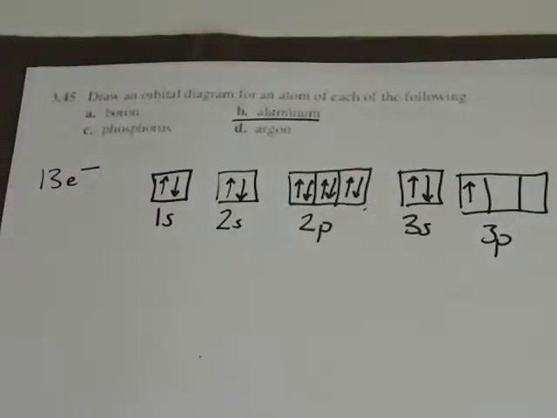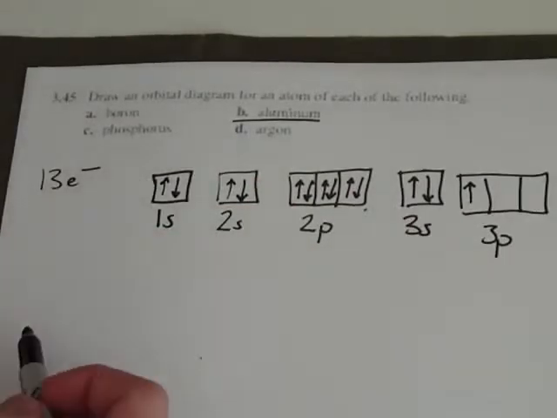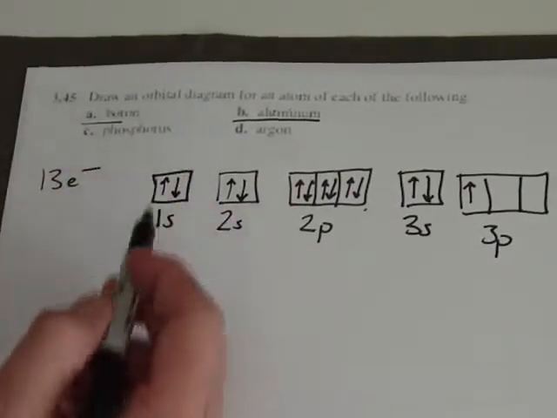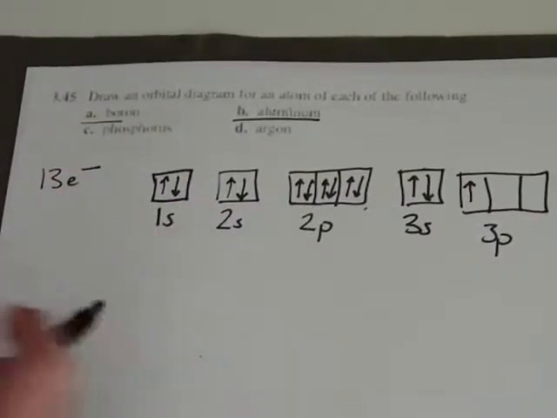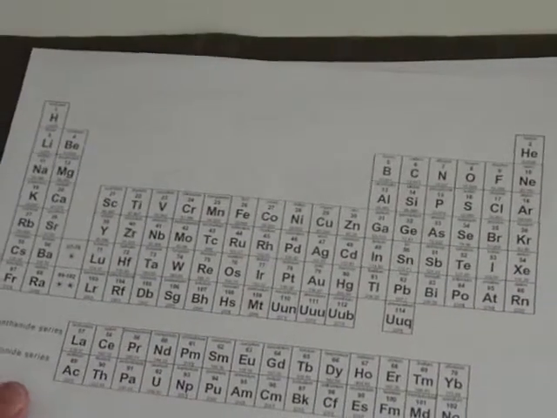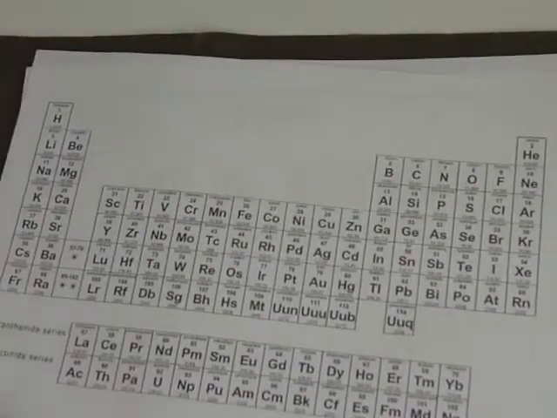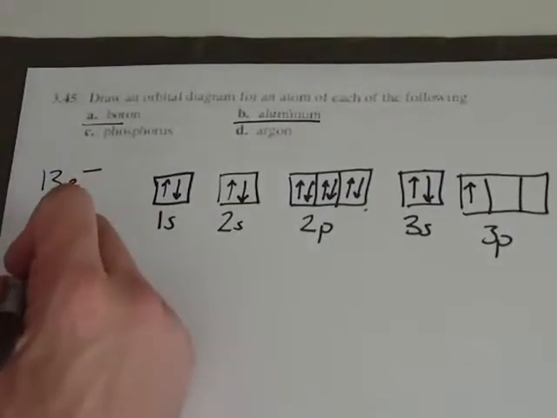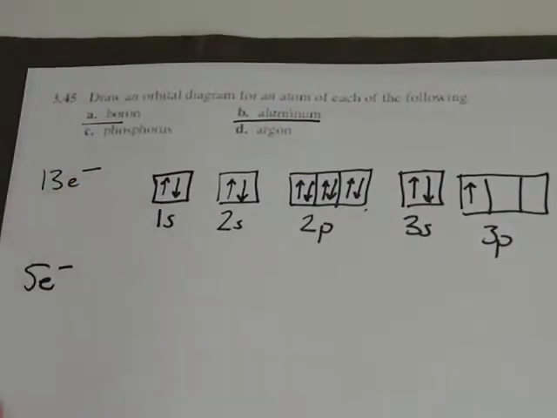We can do another one, an easier one. Since all the other ones are pretty much the same area, we can do boron. We'll do A. Boron, we find on our periodic table. It has an atomic number of 5, so that means 5 protons. To be neutral, it needs 5 electrons.